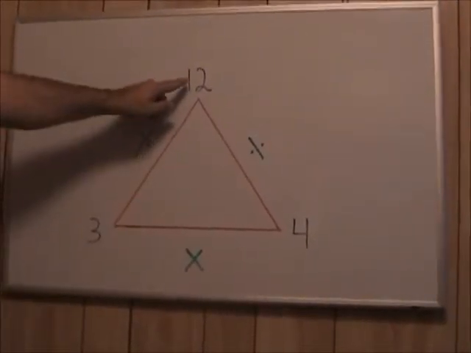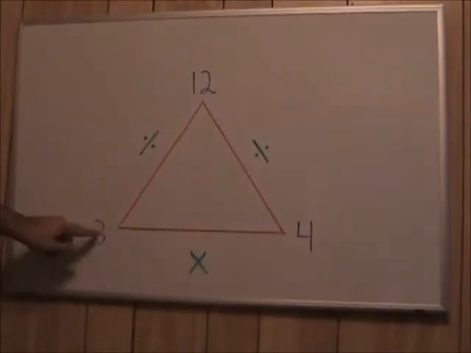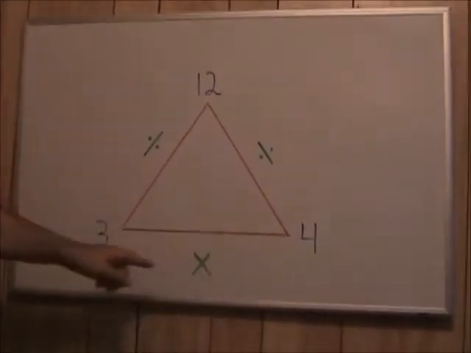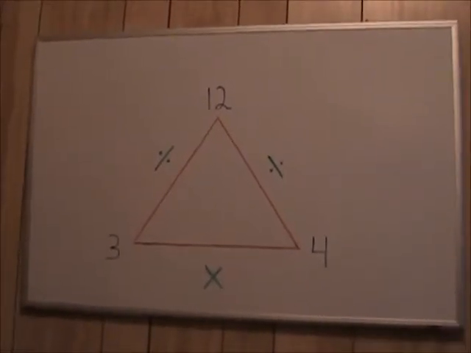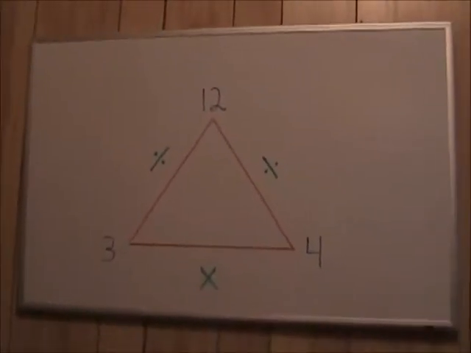We can go down the other side of the triangle. 12 divided by 3 equals 4. And 4 times 3 equals 12. So now let's look at another set of three numbers to continue this illustration.